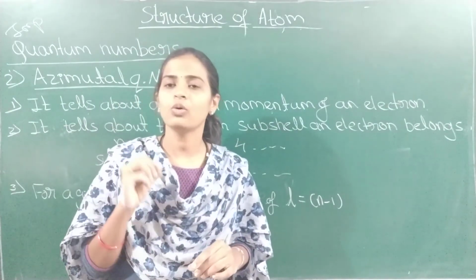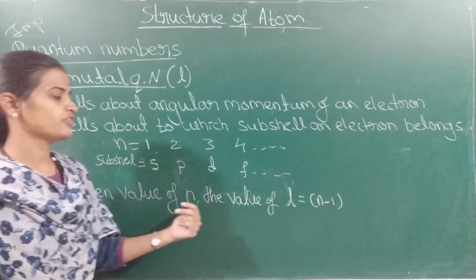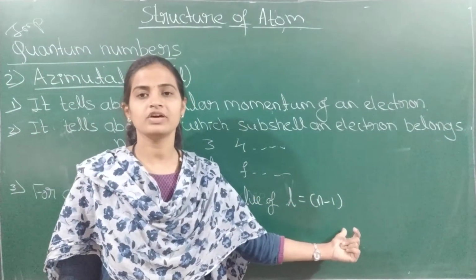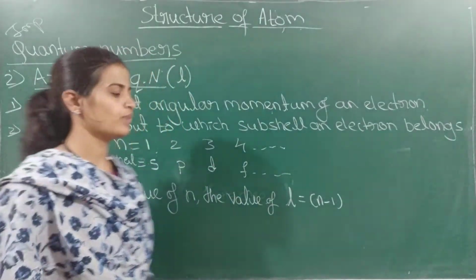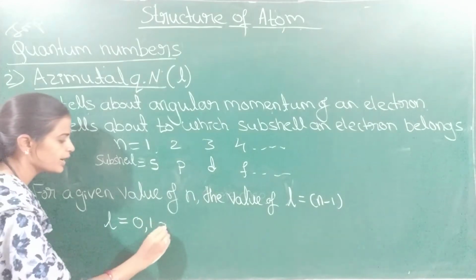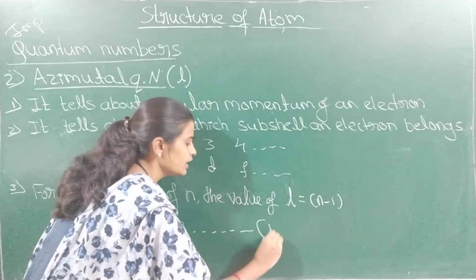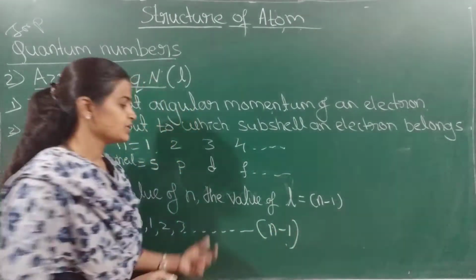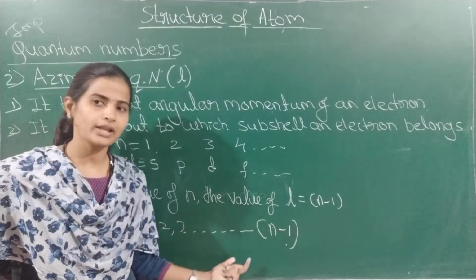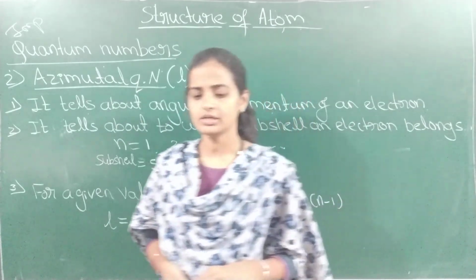Then how to write the values for l? See, for a given value of n, there are n values. Therefore the l values start from 0, 1, 2, 3, and so on, up to what? So on up to n minus 1. These are the values of l.